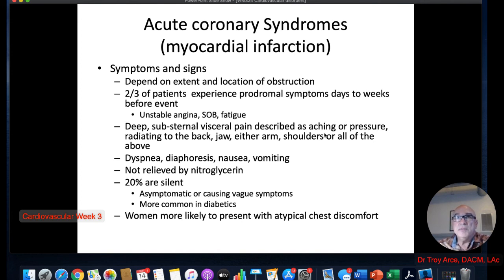Some are silent, may go asymptomatic or cause vague symptoms. And also it's more common in, guess what, diabetics. There you go. Man, diabetes is a killer, right? That sneaks up on you. Pre-diabetes, all fun and games now. But diabetics, you've got diabetes, cancer, heart disease. These three seem to work hand in hand with each other. Those systems talk to each other. And women are likely to present with atypical chest discomfort.